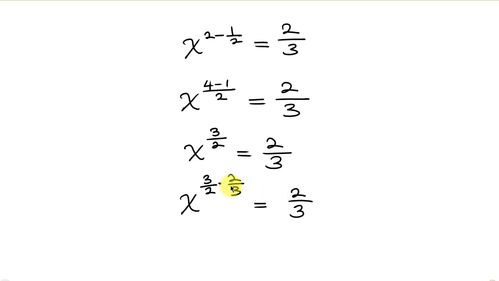And now, since I multiply the exponent on the left by 2 over 3, I'm going to do the same thing to the exponent on the right hand side. Now, on the right hand side, the exponent is 1. So I'll be multiplying this by 2 over 3. That is it. Now notice that this 2 cancels out this 2, 3 cancels out this 3, leaving behind x to be equal to, now this is 2 over 3.